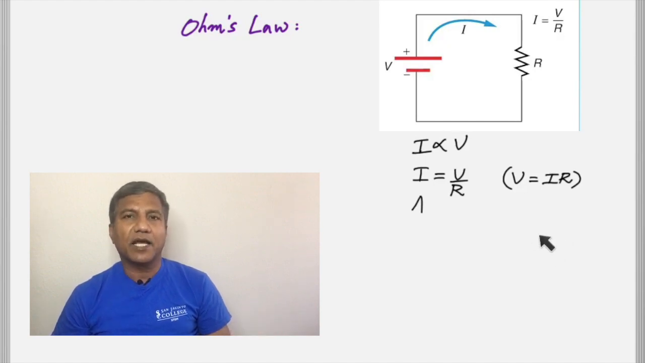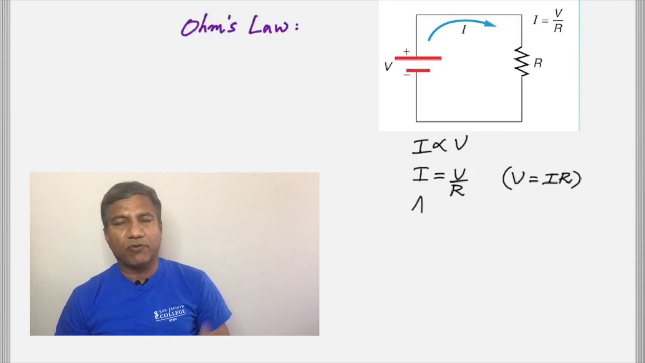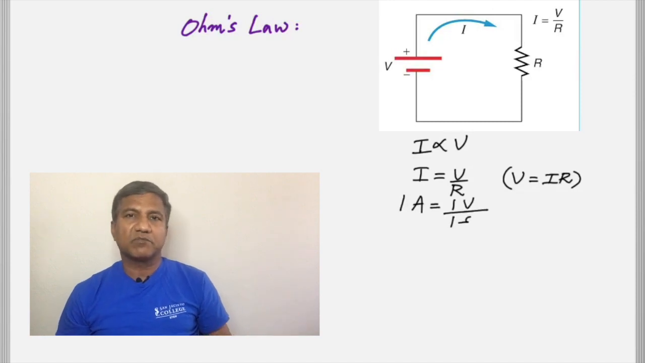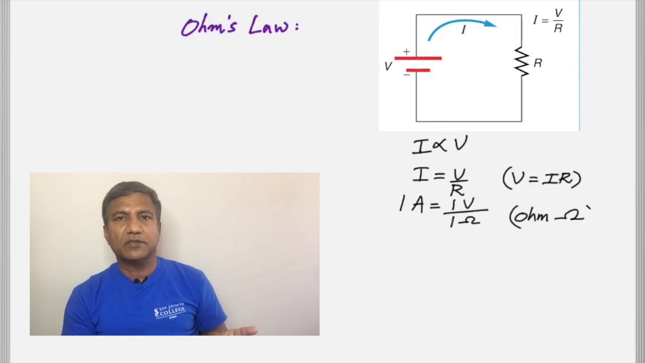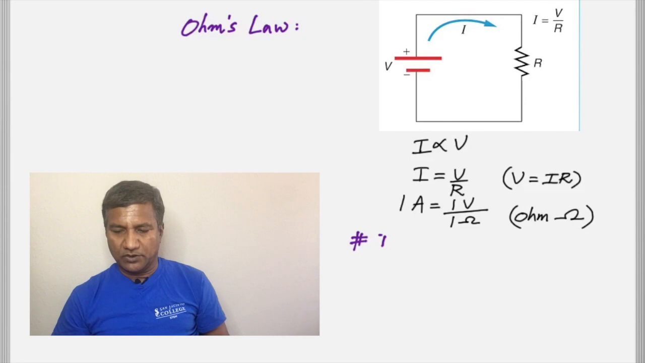It's a very important rule. Voltage is equal to current multiplied by resistance. This is the most basic law in electricity. And which means that to get 1 ampere of current with 1 volt, the resistance must be 1 ohm.